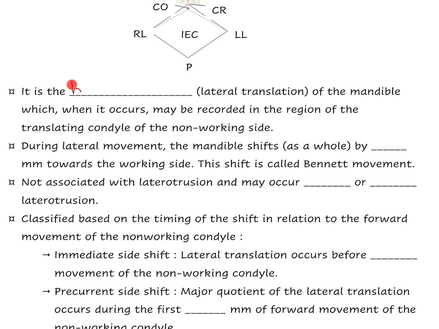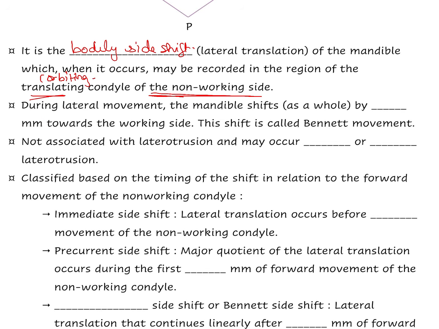It is the bodily side shift which may be recorded in the region of the translating condyle of the non-working side. Translating means orbiting condyle or balancing condyle. During the lateral movement, the mandible shifts as a whole by around 1 to 4 millimeters towards the working side. This shift is called Bennett movement and is not associated with lateral protrusion, and may occur with or along with lateral protrusion. It can occur with any lateral movements.